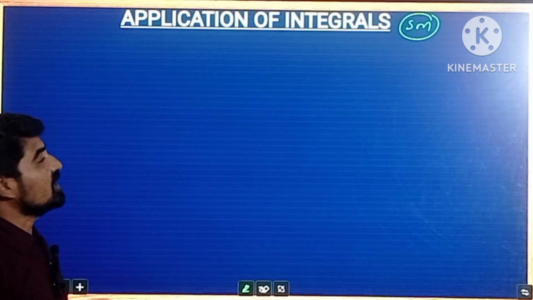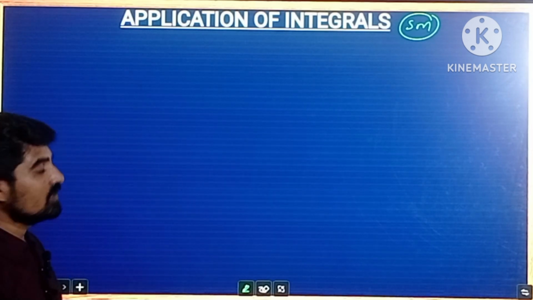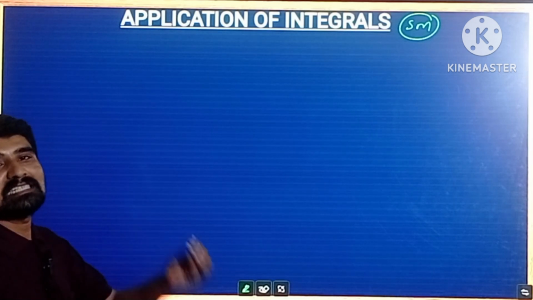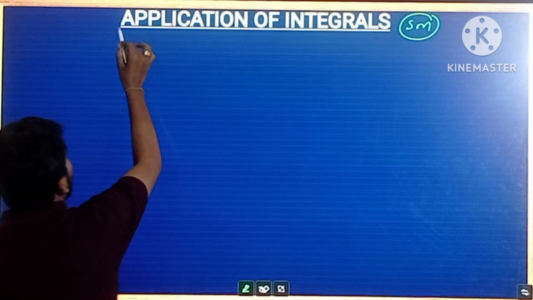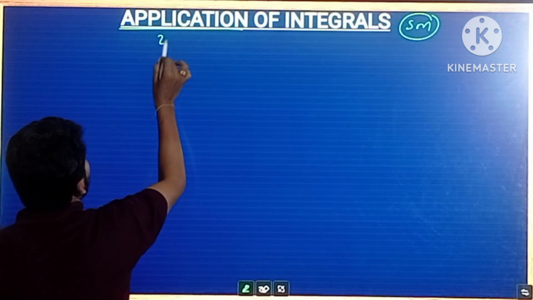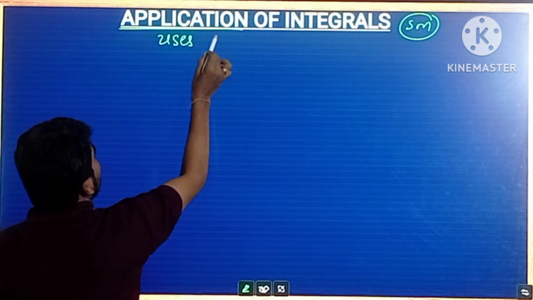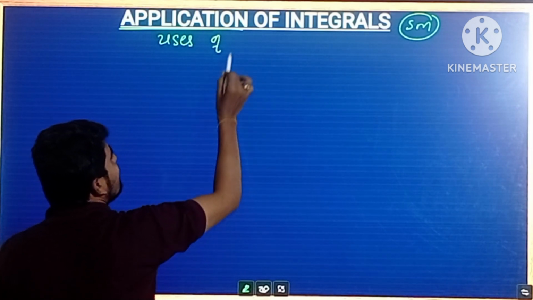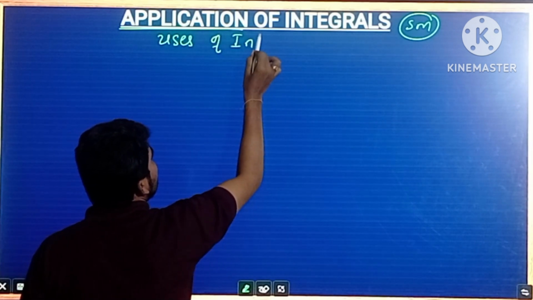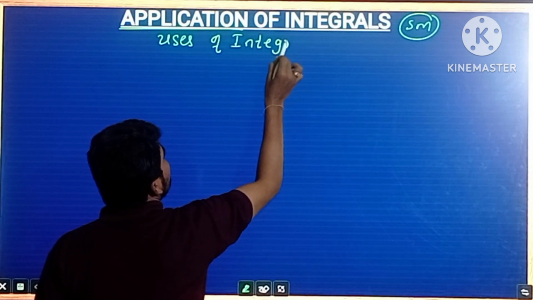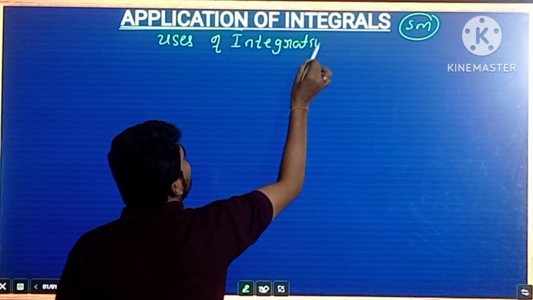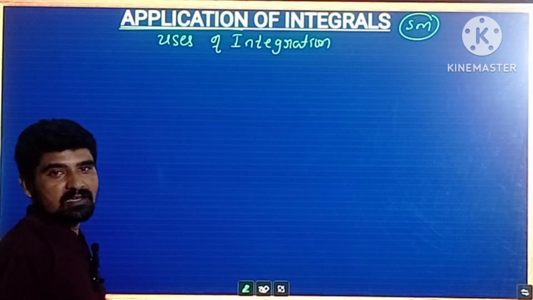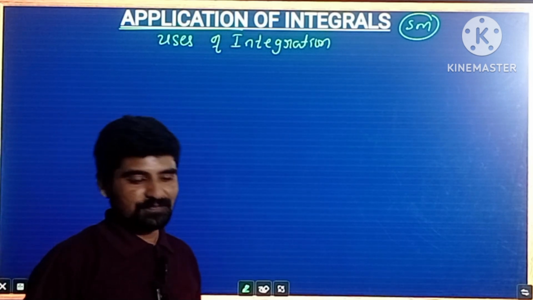Here the chapter is application of integrals. The name of the chapter itself visualizes that application. Application means what? Uses. Uses of what? Integrals, or in other words integration. So it means in this chapter we are going to learn uses of integration.